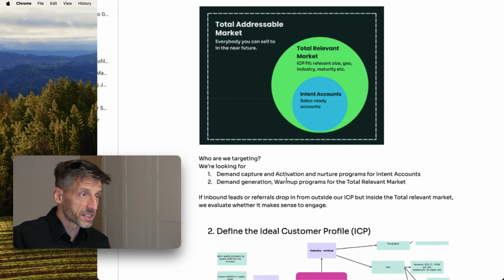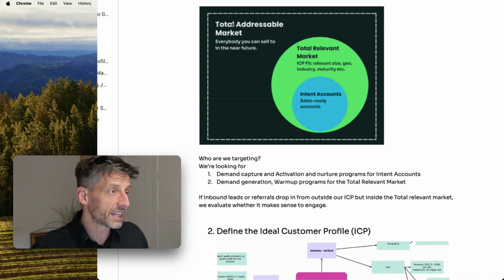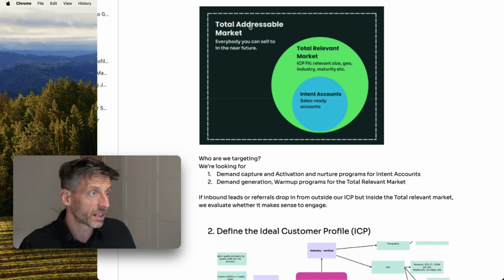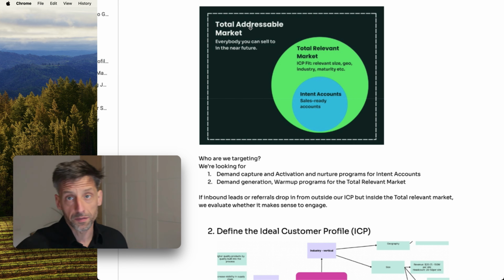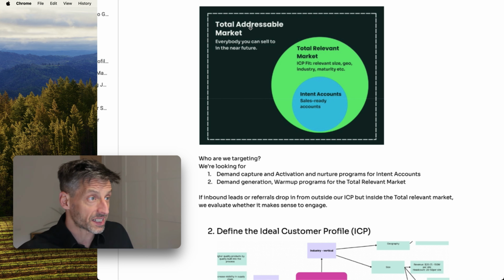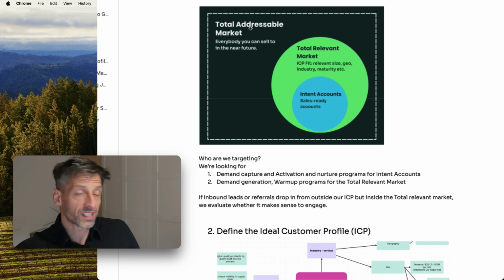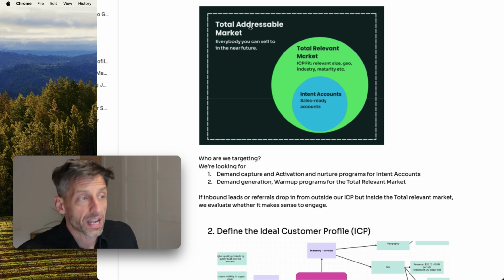So a couple of things that we look at when we're observing the market. One is what's the total addressable market? And we define that by all the companies that you can sell to in the near future, not necessarily now, because maybe you don't have all the features and components in place yet, but there are companies who you have a realistic chance at targeting and closing 3 to 5 years down the line.